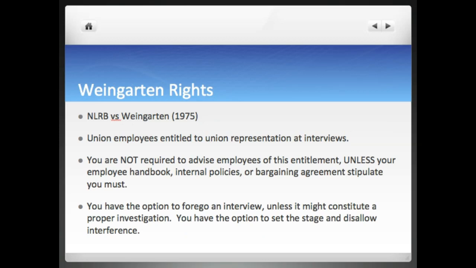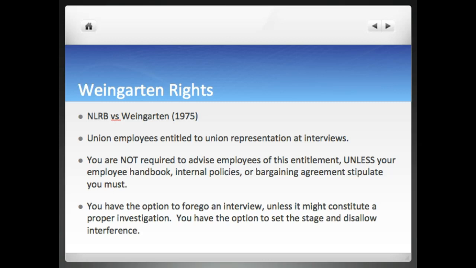It's the National Labor Relations Board versus Weingarten in 1975, and when it was determined by the NLRB that unionized employees are entitled to union representation at an interview when it comes to a corporate interview. You're not required to tell employees about that unless it's in your employee handbook or an internal policy. In your bargaining agreement, it may say that in the event of investigations, the investigator is bound or is required to advise the interviewee of their Weingarten rights. Very seldom does that happen anymore, that it goes in those types of agreements. However, you should understand that before a case ever comes up. If you're in a unionized environment, you need to read your union contract to understand whether there's any advisements that you need to make as an investigator should you get into an interview with a union employee.